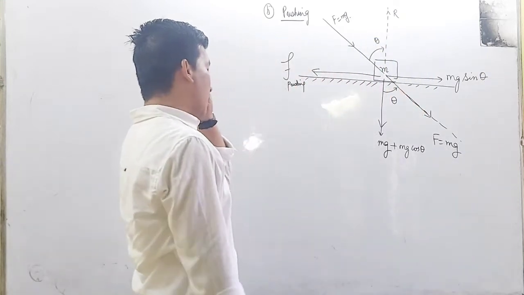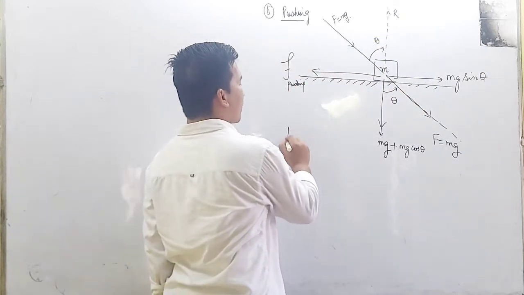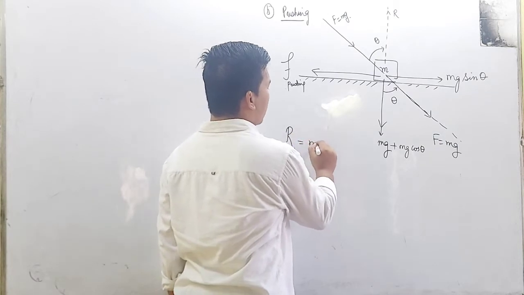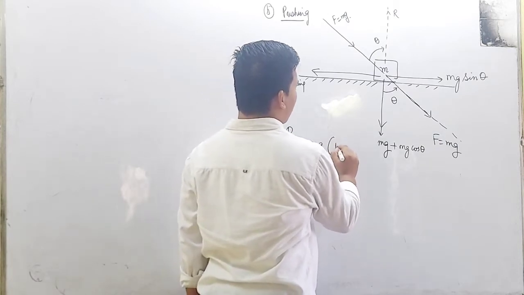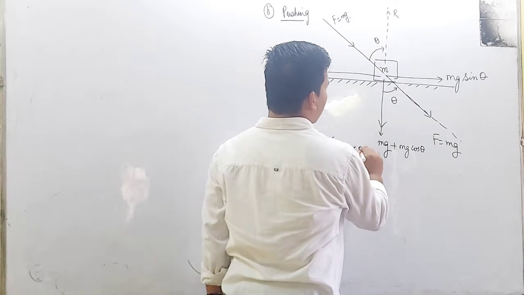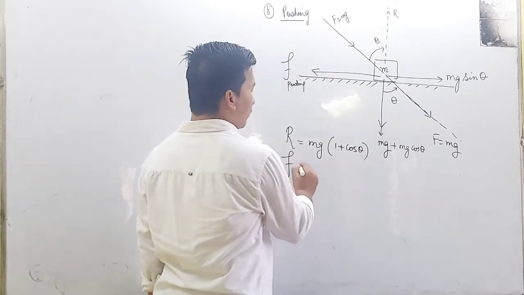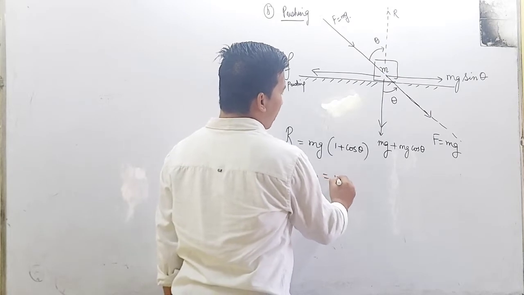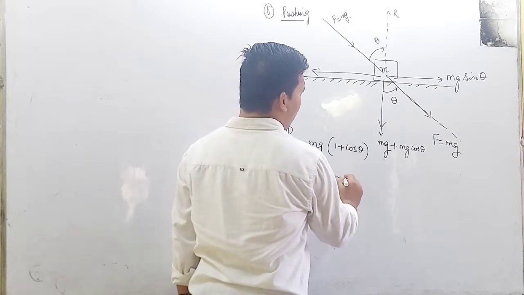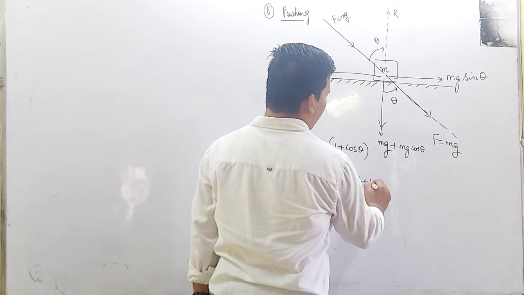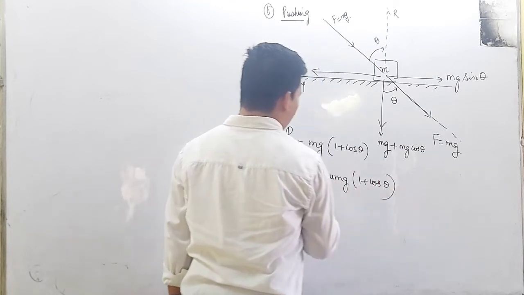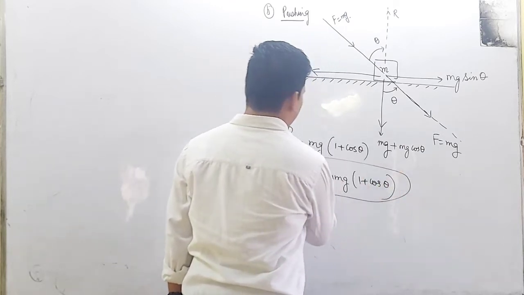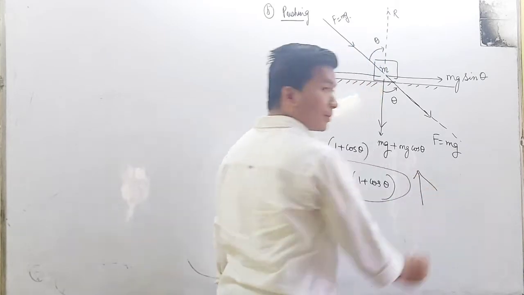Now the normal direction will be equal to mg times (1 plus cos theta). Our frictional force F will be equal to mu times mg, times (1 plus cos theta). That means your friction increases. My friction will increase.